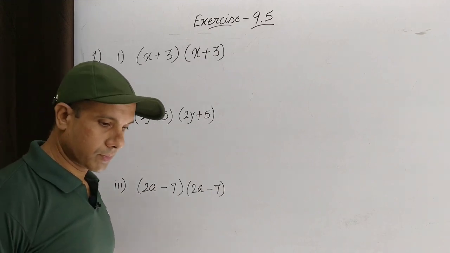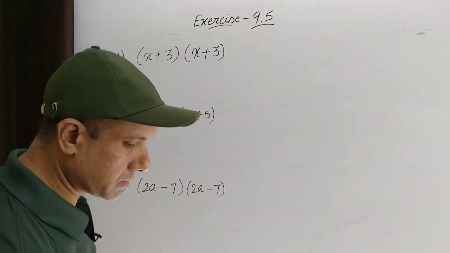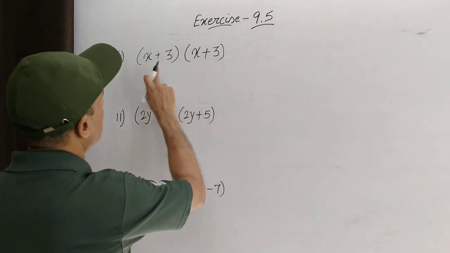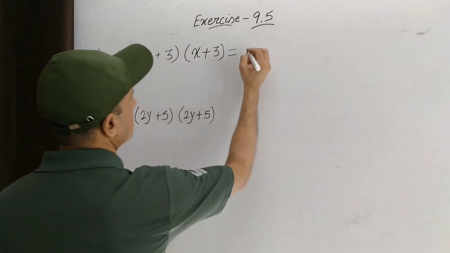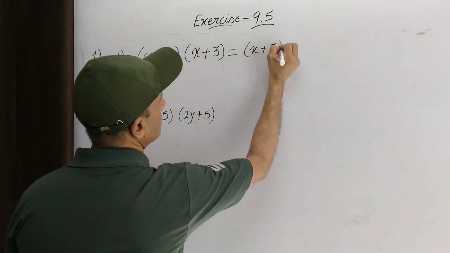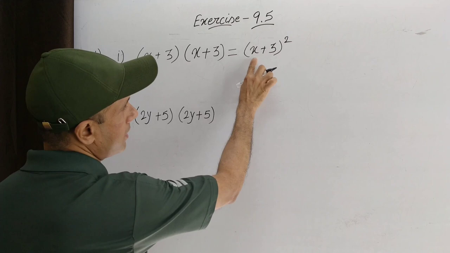Question number 1. Use a suitable identity to get each of the following products. So, (x plus 3) into (x plus 3), we have to find the product. So, we can write this as (x plus 3) whole square. And this is a and this is b.